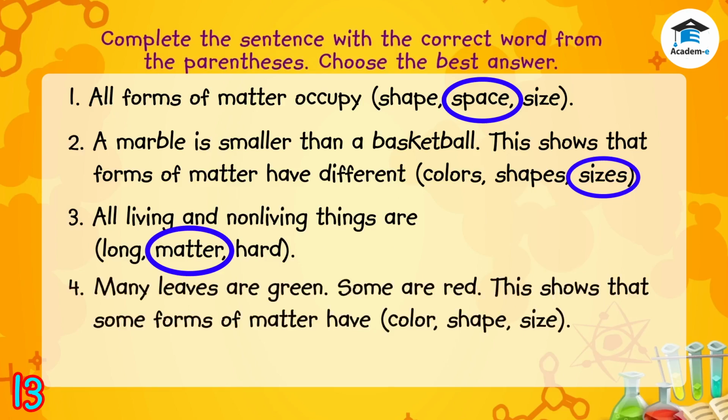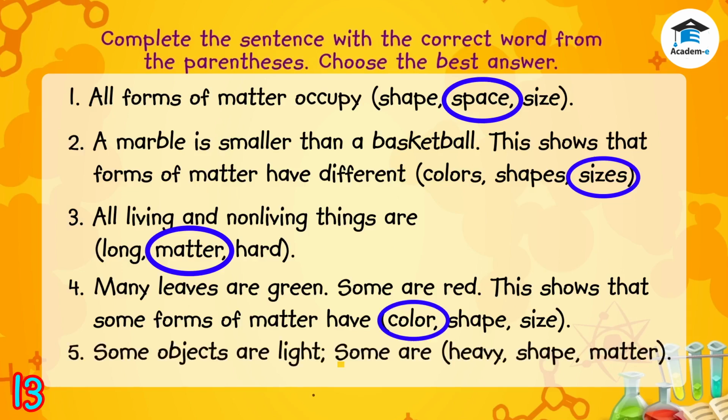4. Many leaves are green. Some are red. This shows that some forms of matter have (color, shape, size). 5. Some objects are light, some are heavy. (shape, matter).